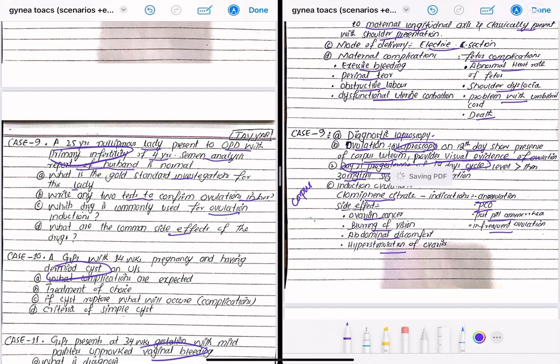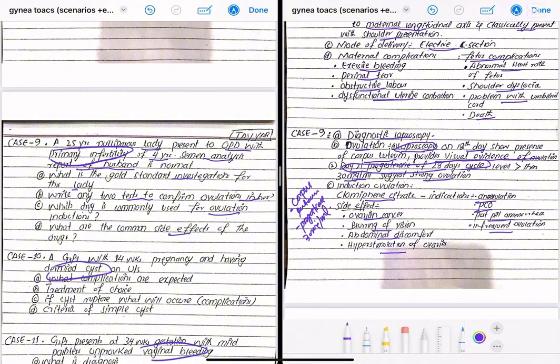Corpus luteum. And the second one is progesterone level. If progesterone is greater than 330 milligram per ml, it confirms that this is a case of pregnancy.